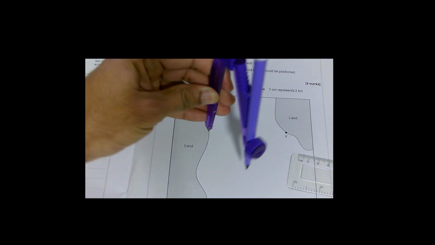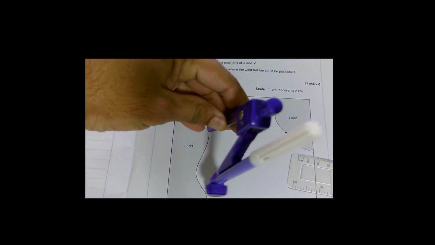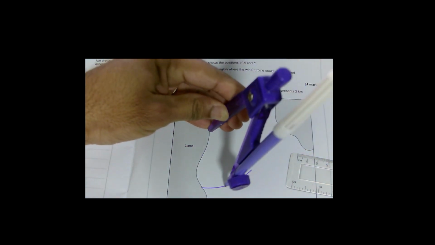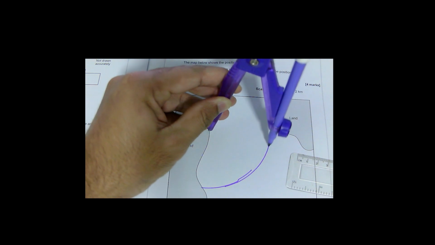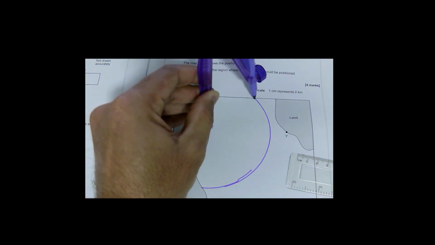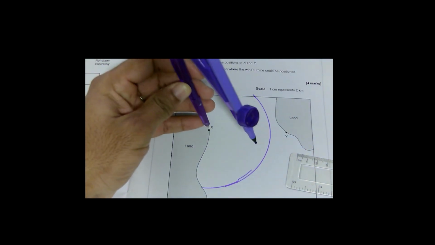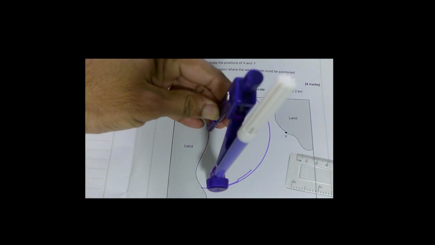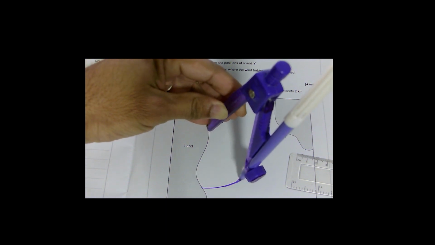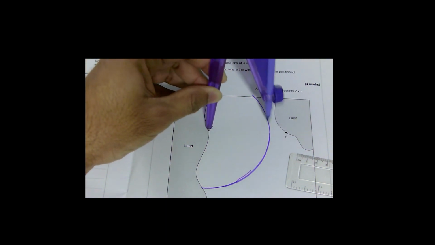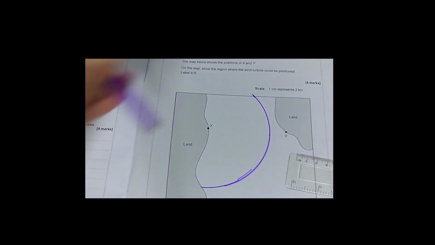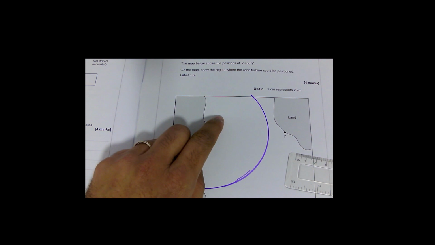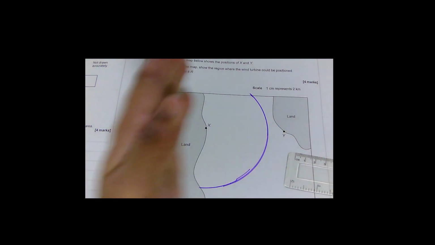So we know our wind turbine has to be within this circle. Okay, so I've done a 6 centimeter arc from the x. It has to be within this line. But again, it needs to be closer to y than x, so it needs to be on this side here.